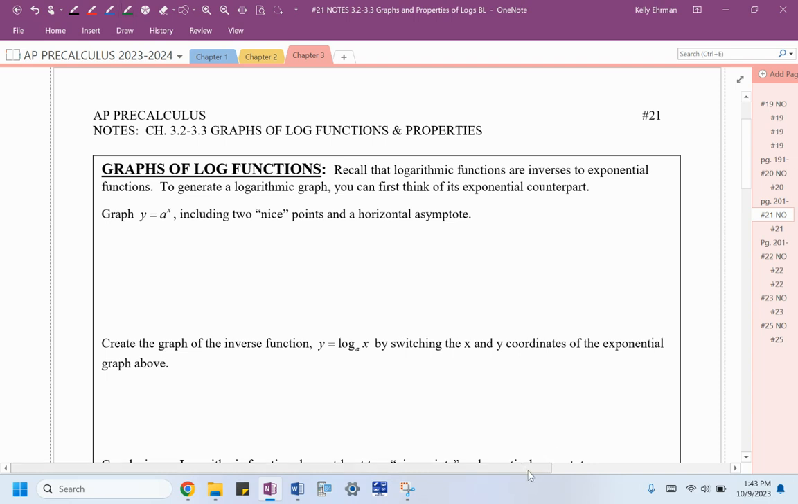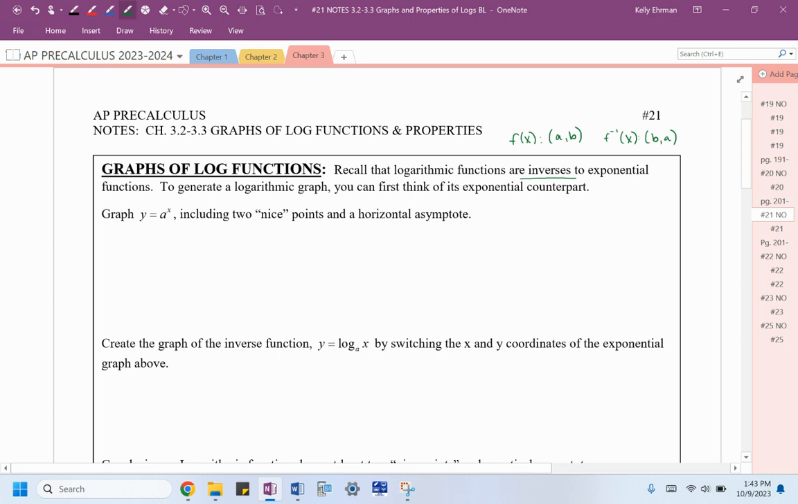Now we're going to look at the graphs of logarithmic functions. And remember, we can graph log functions because they're the inverses of exponential functions. So remember back to inverses. The relationship between f of x and f inverse is that if f of x has the point a, b on it, for example, then the inverse graph has to have the point b, a.